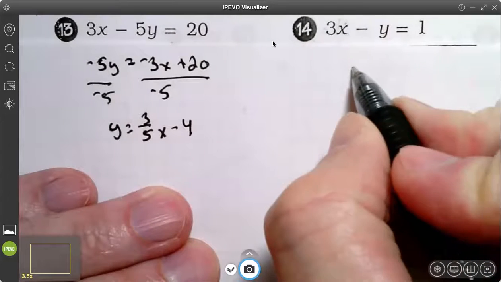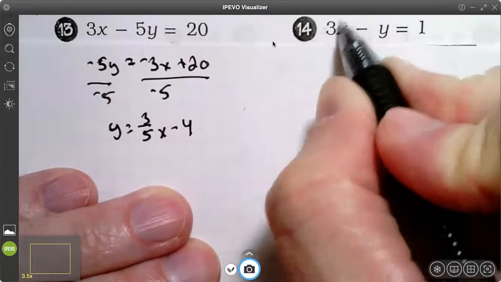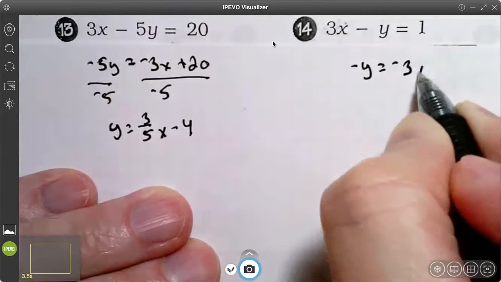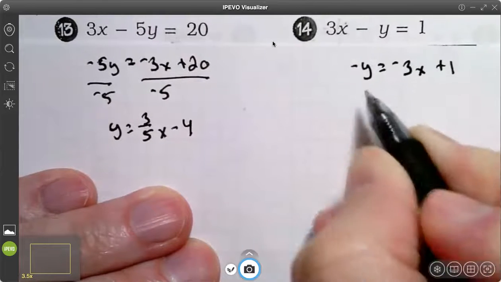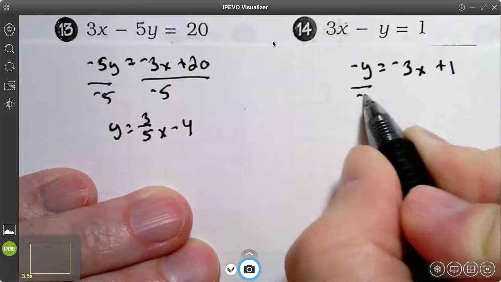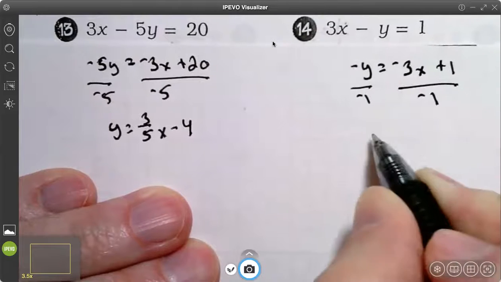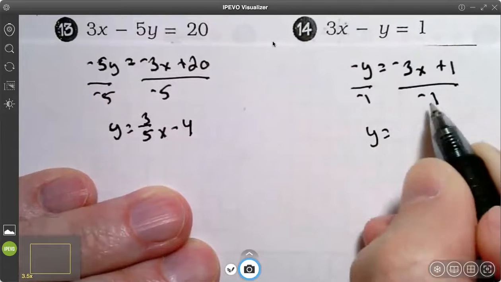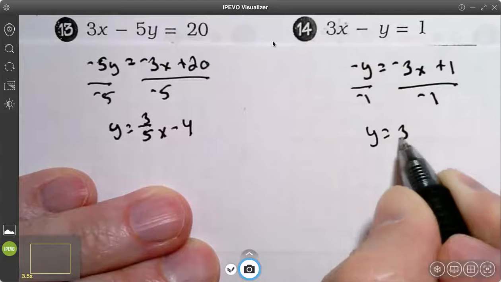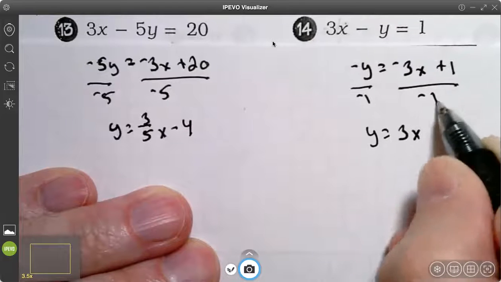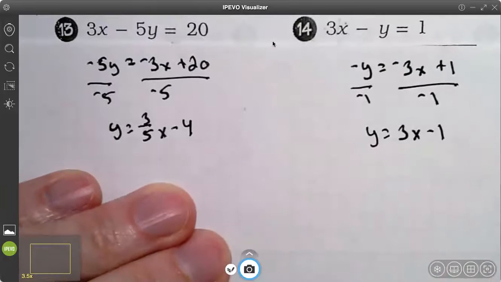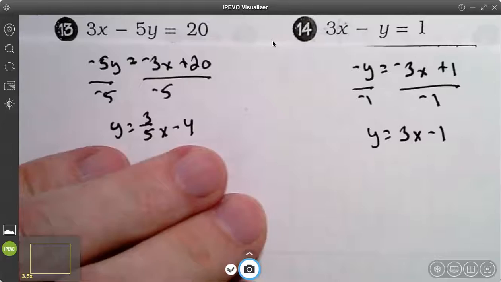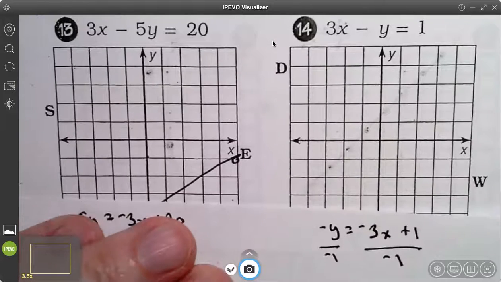On number 14, when I move my 3x over, I have to change the sign. It becomes negative. I've got to get rid of times negative 1, so I divide both sides by negative 1. Negative 3 over negative 1 becomes positive 3. 1 divided by negative 1 is negative 1. So my equation is y equals 3x minus 1. I'll graph it really quick.